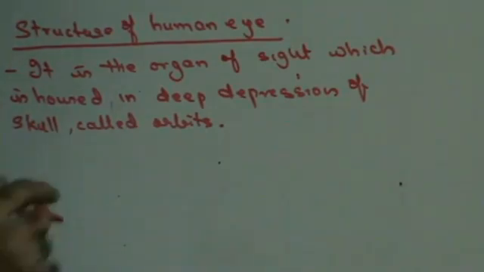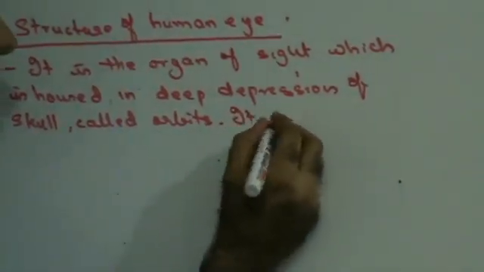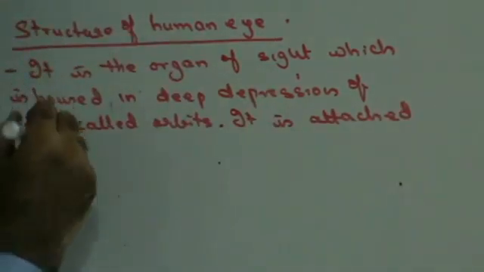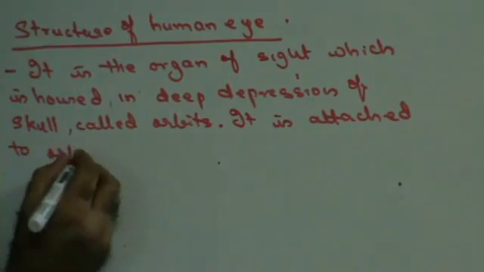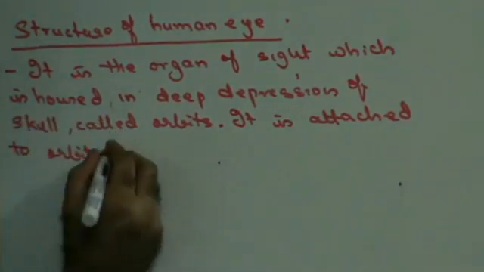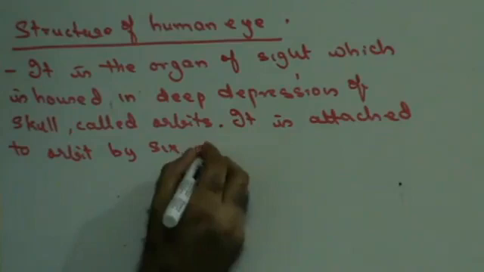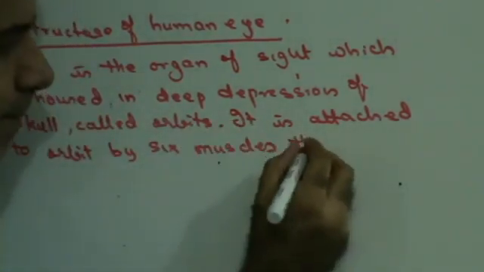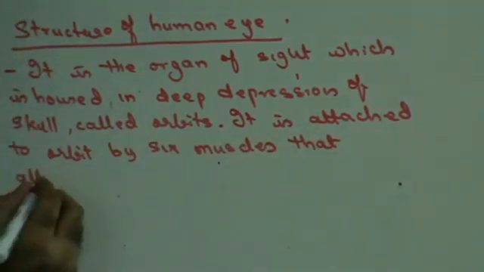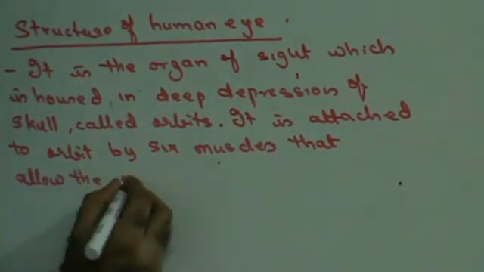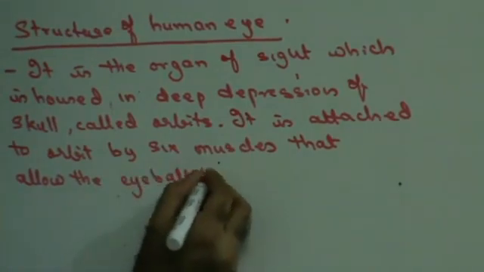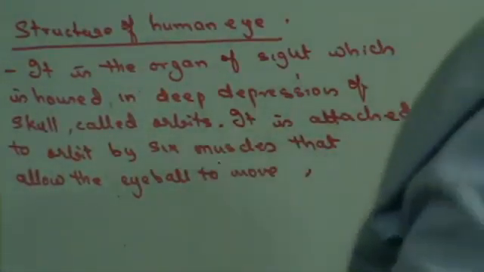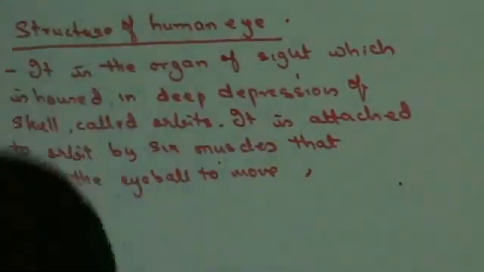It is located in the orbit and it is attached to the orbit by 6 muscles that allow the eyeball to move. Now, the walls of the eye are composed of 3 concentric layers.